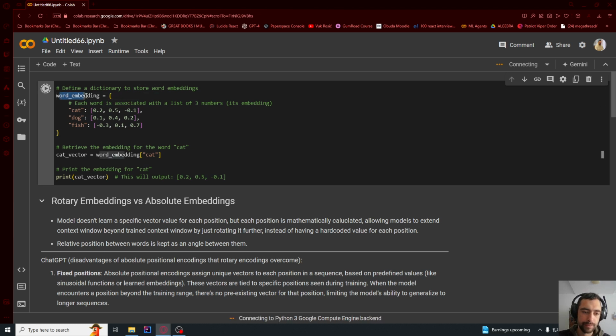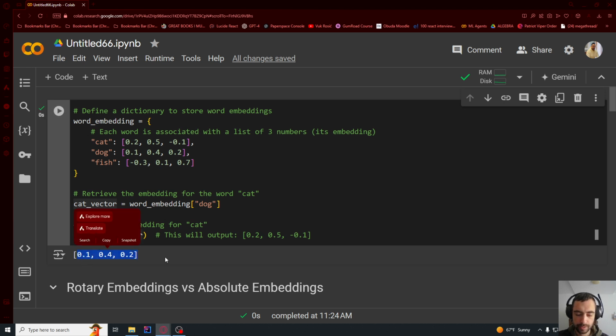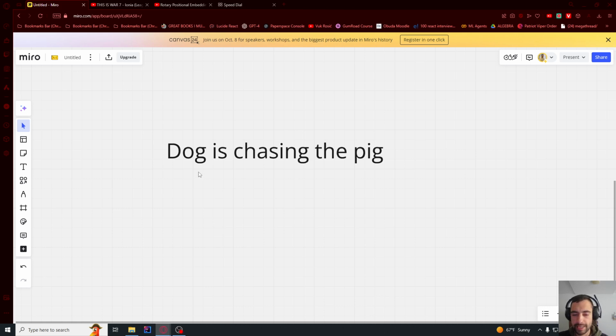So let's say we have some words here. I have the words cat, dog, and fish, and in a transformer, each of these words will have assigned vectors. I gave it some example vectors. Let's say we want to check the embedding of the word dog. So I'm going to say word embedding dog, and then I run this, and we're going to get this embedding. Now let's say we have a sentence, dog is chasing the pig.